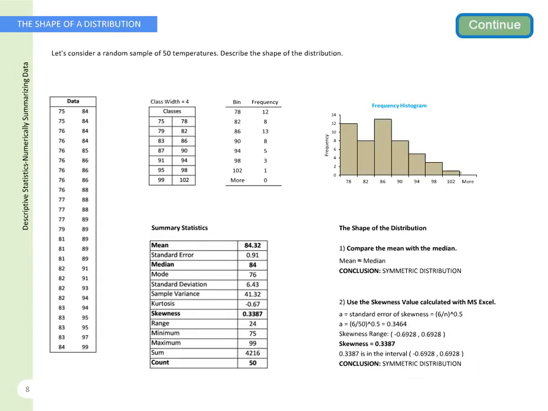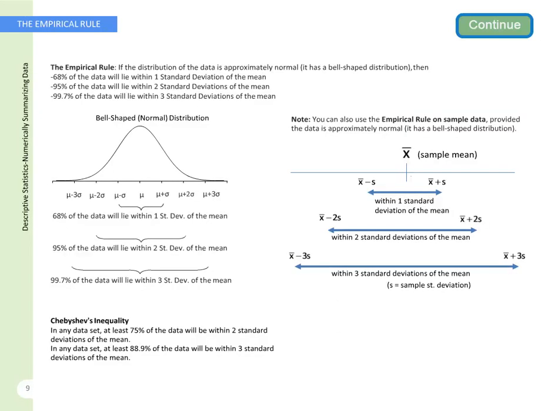On a sample of 50 randomly selected temperatures from a certain region, I used Excel to create a summary statistics table. Looking up the table, you see that the mean is 84.32 and the median is 84. When the mean is roughly equal to the median, then you can assume that the distribution of the temperatures is symmetric. The empirical rule can be applied to data that is approximately normal. That means the data has a bell-shaped distribution.